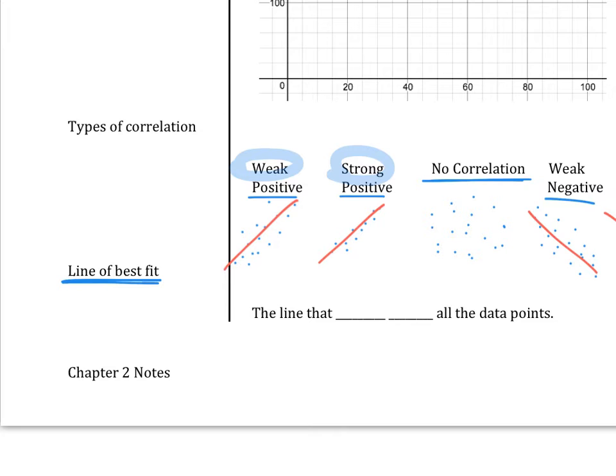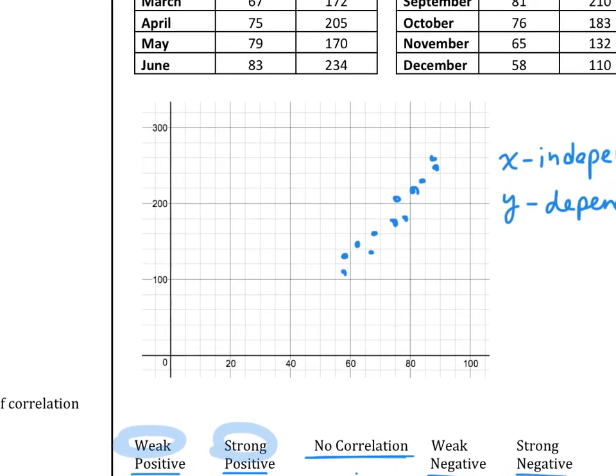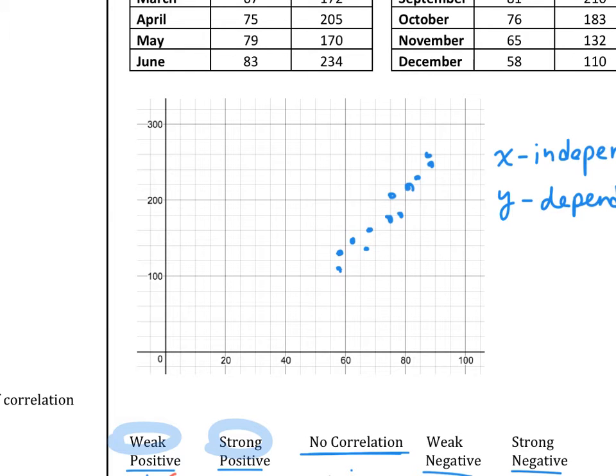So what does that mean? That means the line that best fits all the data points. So a line that basically can go through or predicts most of the points. So let's look at this example that we drew here, or the scatter plot that we have.